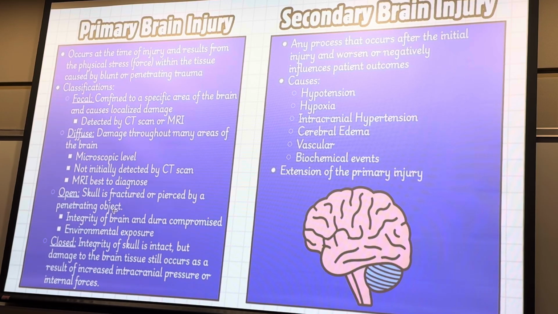Usually some type of CT scan or MRI is going to detect this, be able to see the extent of the injury. Our diffuse injury is more at a microscopic level. Not able to really see this on the initial scans. It may take several CT scans or several MRIs before we see the full extent of this injury. This injury can occur for a long period of time before it fully develops into a big primary brain type of injury.